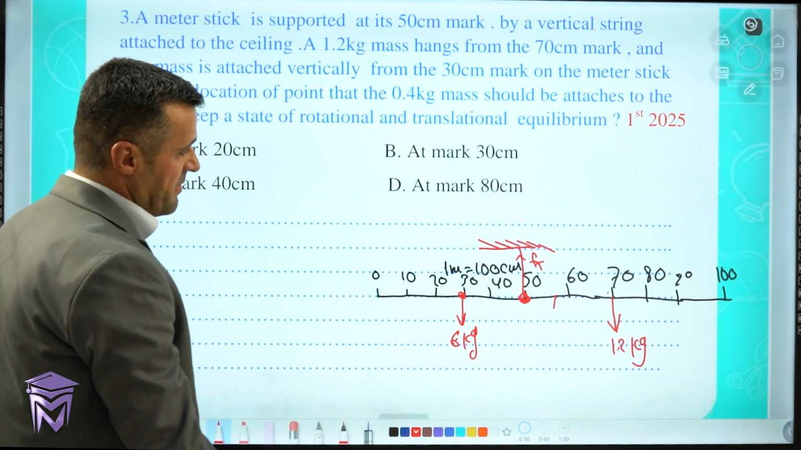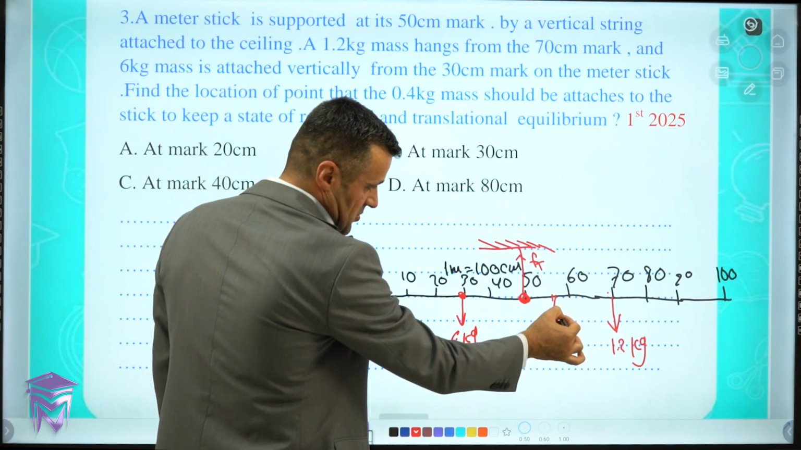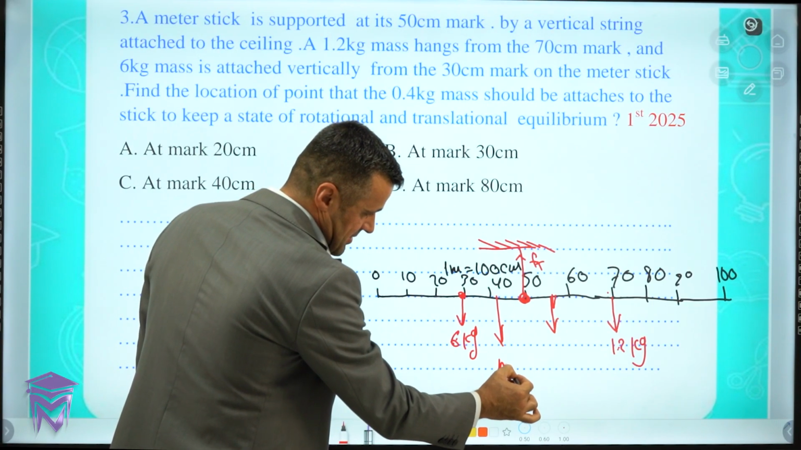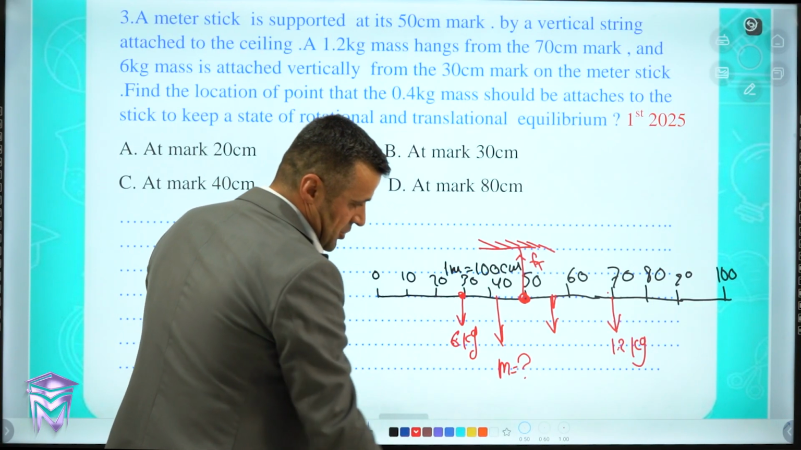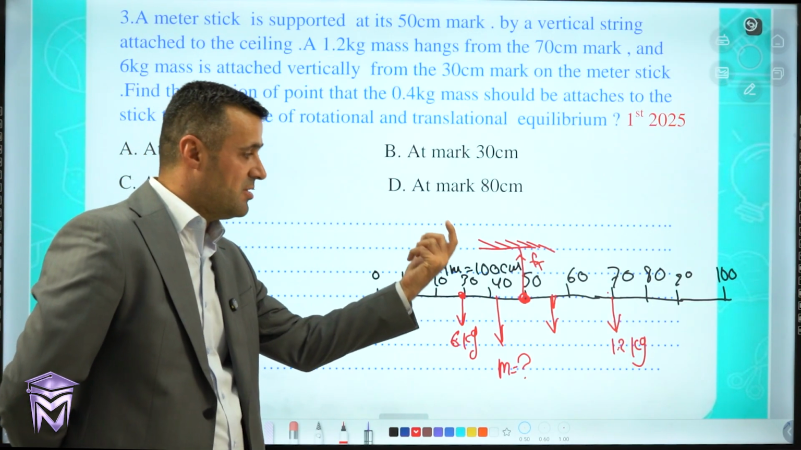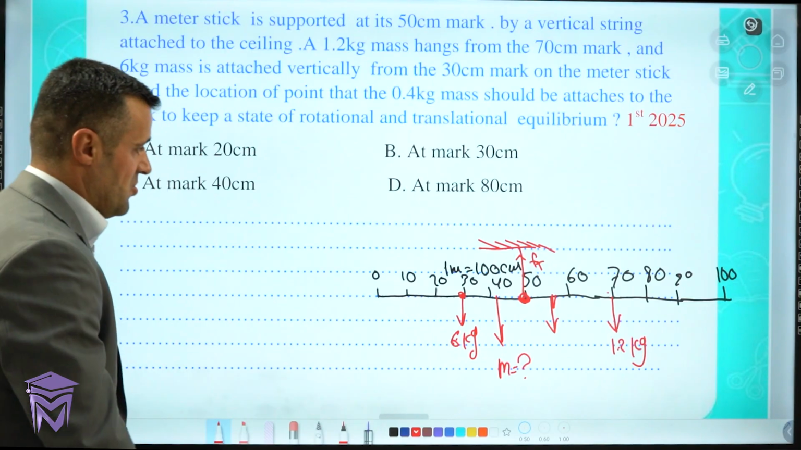0.6 kilogram. Okay, what mass should be hung to keep the condition of translational equilibrium?